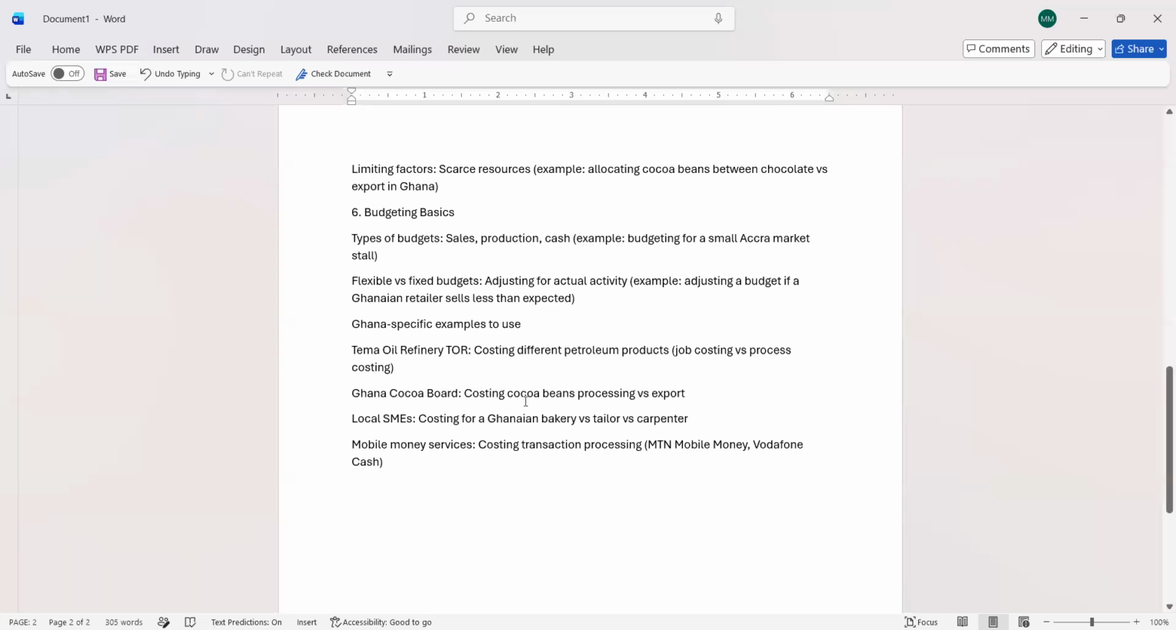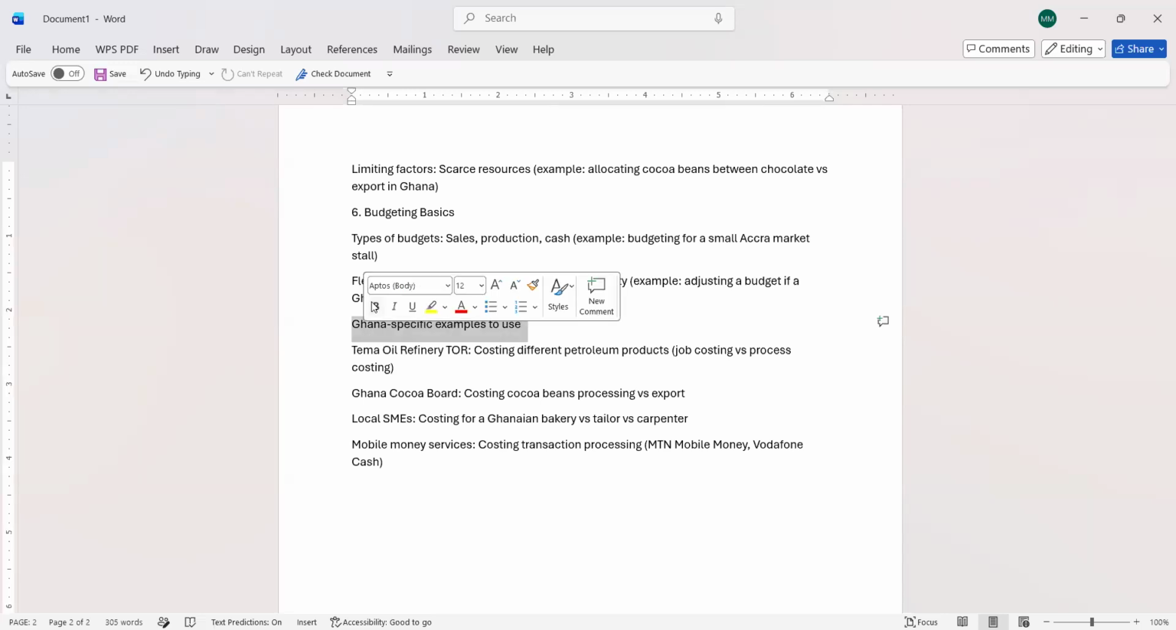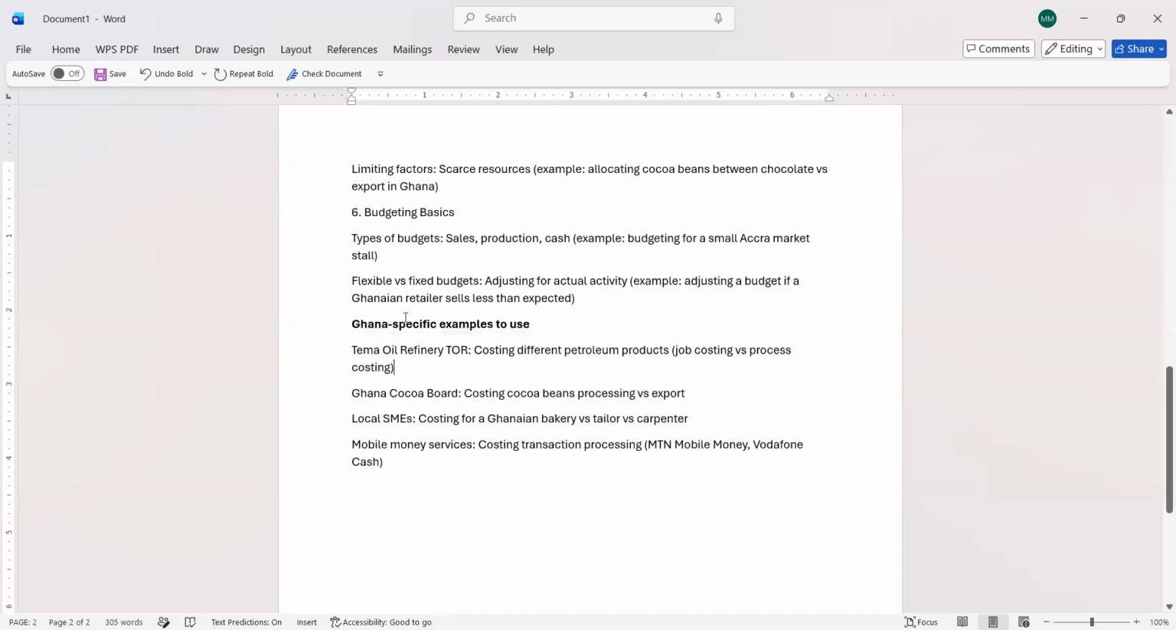Then you consider some Ghana specific examples to use. Maybe Tema Oil Refinery, costing different production products. Are you using job costing versus process costing? When it comes to the Ghana Cocoa Board, costing cocoa beans, processing versus exporting. Local SMEs, costing for a Ghanaian bakery versus a tailor or a carpenter. All these things are areas you're going to consider.